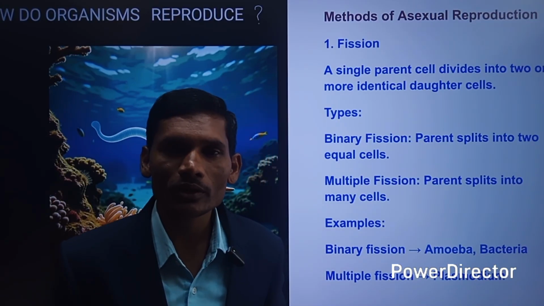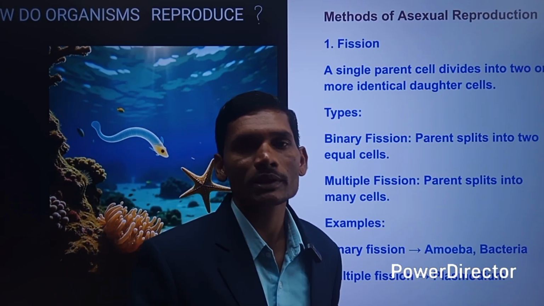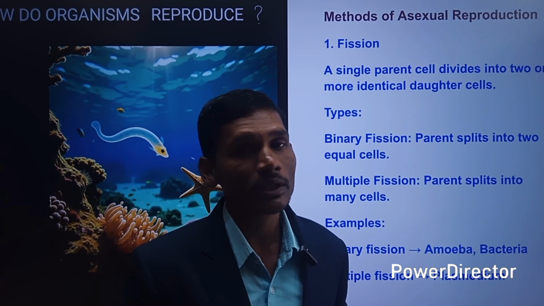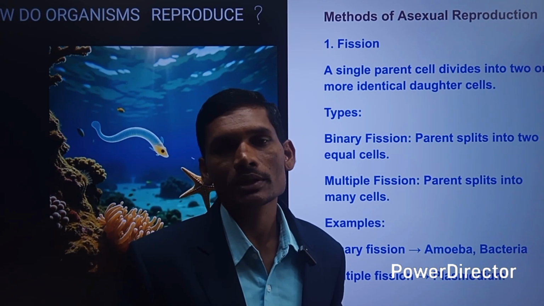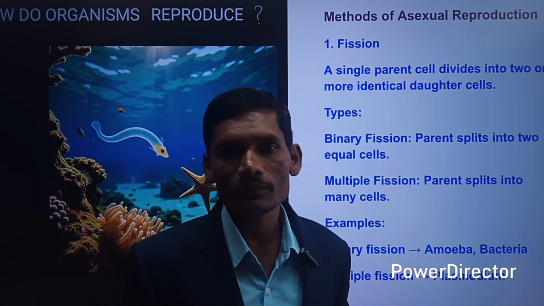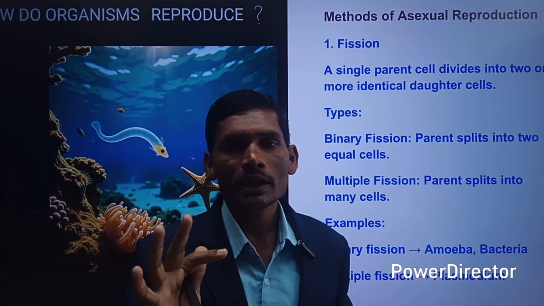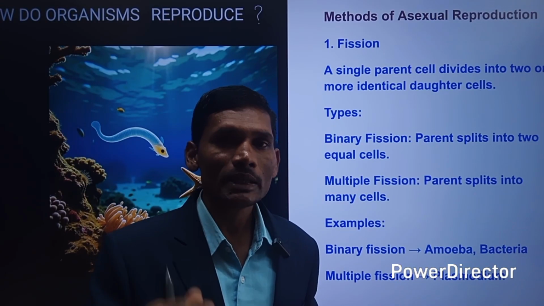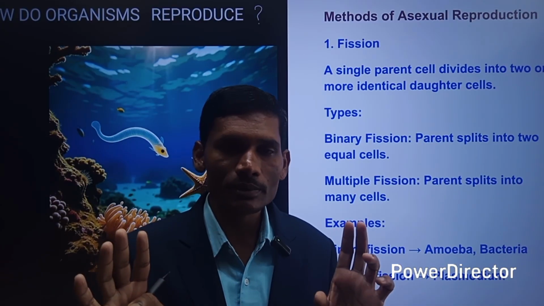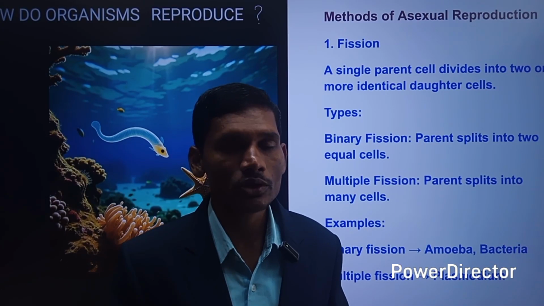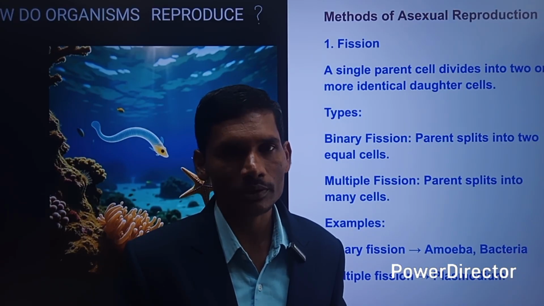Those who are finding it difficult to understand these asexual methods of reproduction, if you have any confusion, just go through this video, it becomes very simple. First, we need to understand what the asexual method of reproduction is. It's very simple. Here only one organism gives birth to the next organism, meaning no two organisms are required to produce a new young one. So that is the asexual method of reproduction, right?